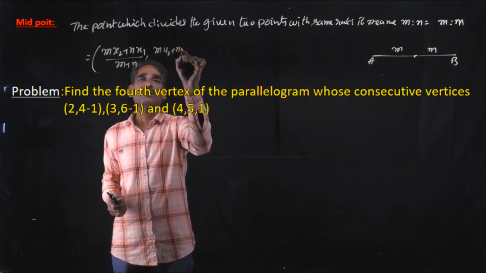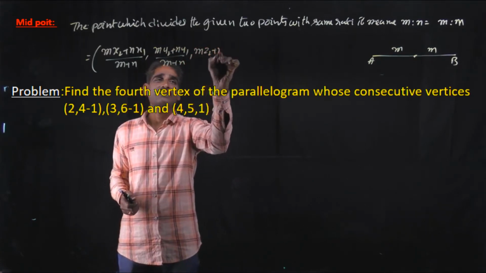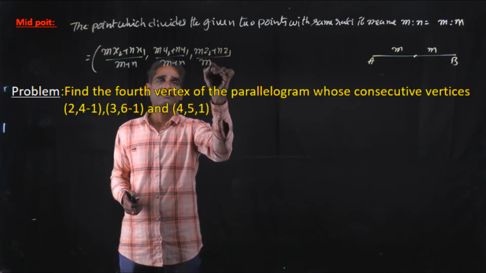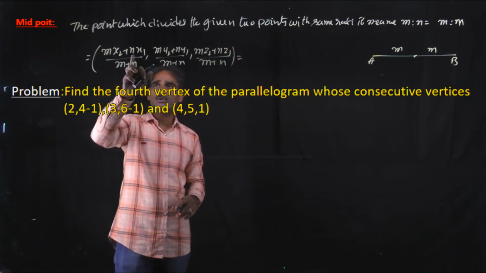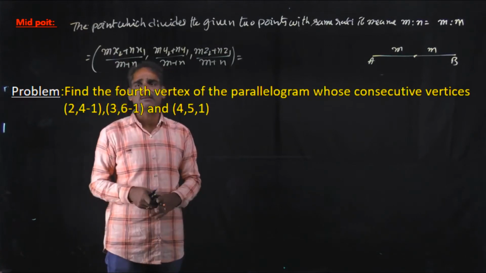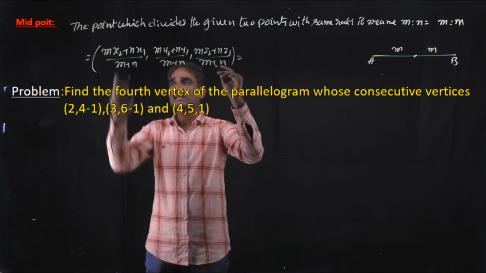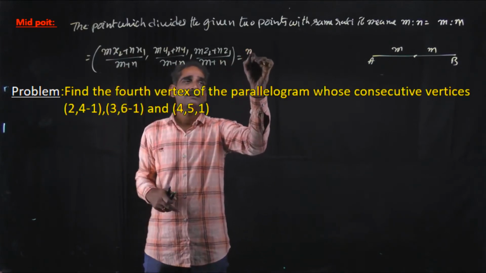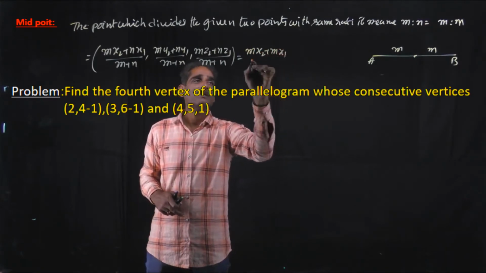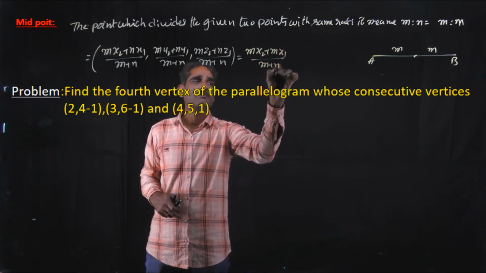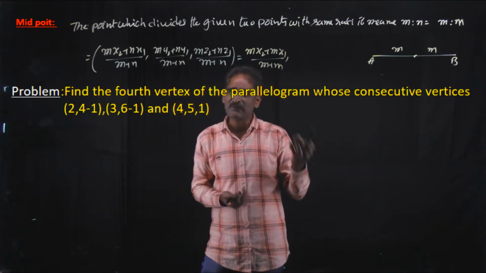my2 plus ny1 by m plus n, mz2 plus nz1 by m plus n, sorry. So here substitute m is to n, this means m equal to n. What will happen? Just replace n by m. Then we get mx2 plus mx1 by m plus m, my2 plus my1, just replace n by m all, that's it.